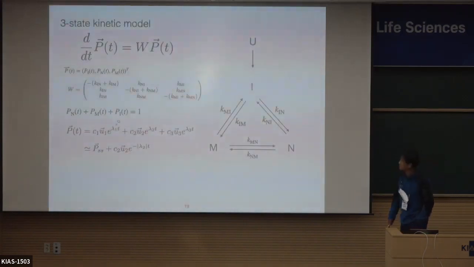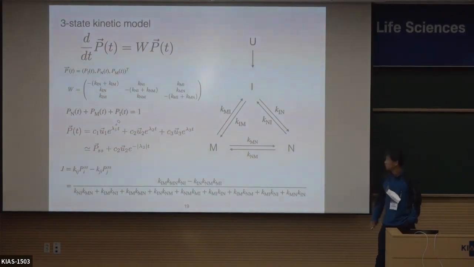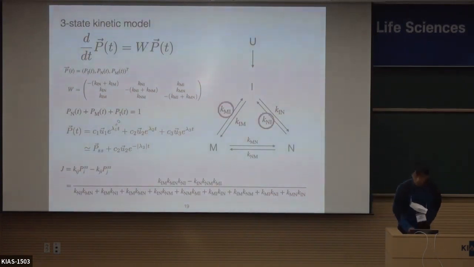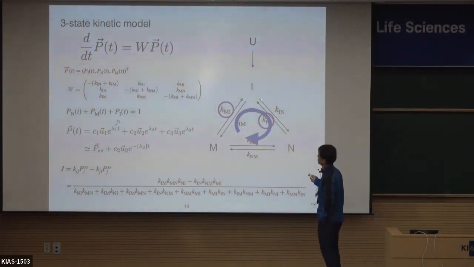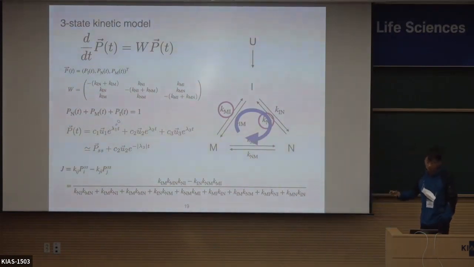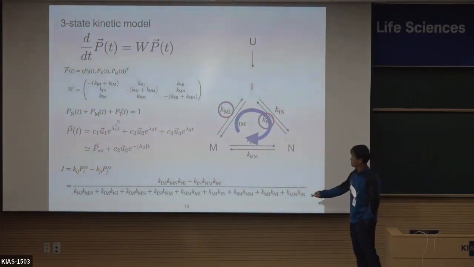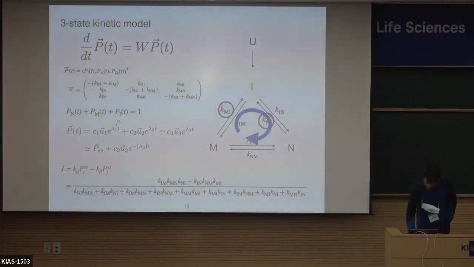And this three-state kinetic model can be solved analytically, and you can actually get the expression for the current flowing in this cycle. So this is an expression for current. An imbalance of the kinetic rates produces a non-vanishing current like this. If in equilibrium, there's no current in this cycle. I mean, all the I, M and N species will be equilibrated via the Boltzmann rate. However, if there's any imbalance, I mean, k_IM, k_MN, and k_NI, forward rate and reverse rate, if there's any imbalance, then there will be current. So that's the signature of a non-equilibrium.